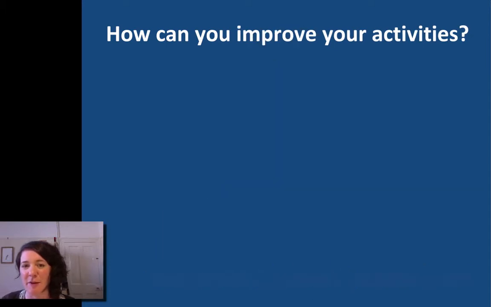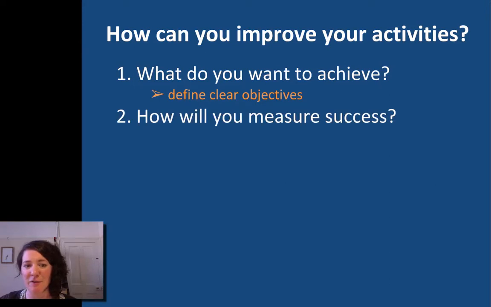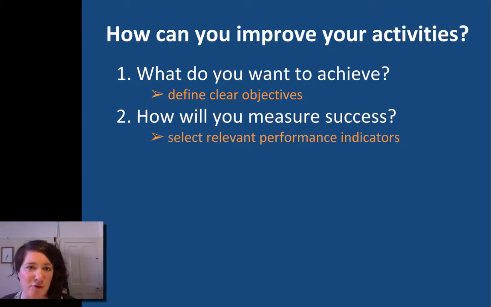Then you need to also think about how you can improve your activities. So the first step for this is working out what you as an organisation want to achieve. You need to define clear objectives. You also need to work out how you're going to measure success. So selecting the relevant performance indicators. So it won't just be the number of people who are on your database, but thinking about those engagements, thinking about the things that will happen that you can measure. So those points of contact, really, that you can measure.